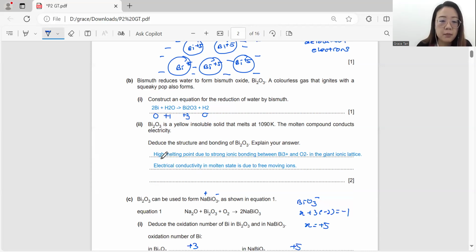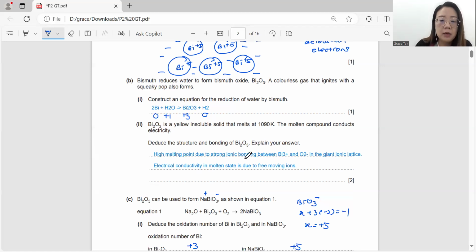So I said the high melting point is due to strong ionic bonding between the ions. I did say Bi3 plus and O2 minus in the giant ionic lattice because they wanted the structure. The structure is giant ionic lattice. The bonding is ionic bonding.